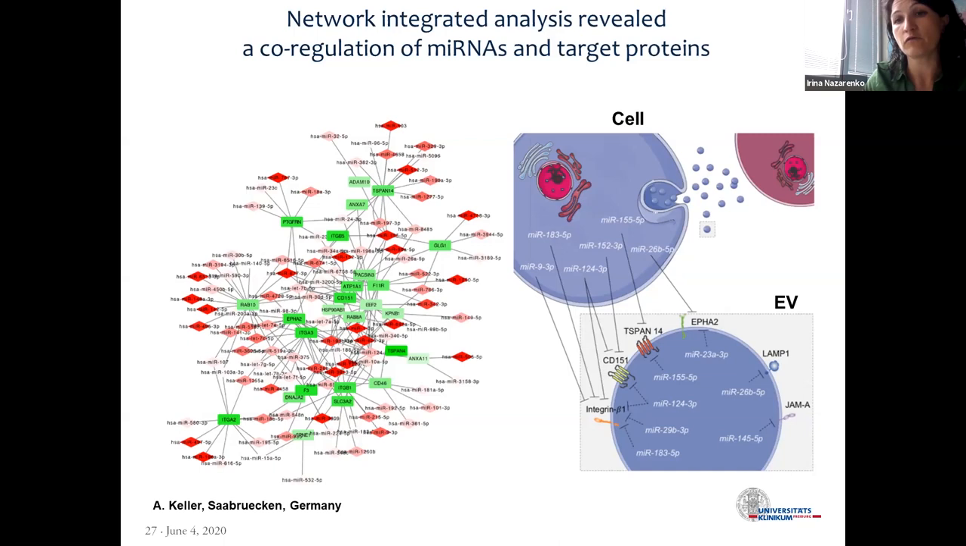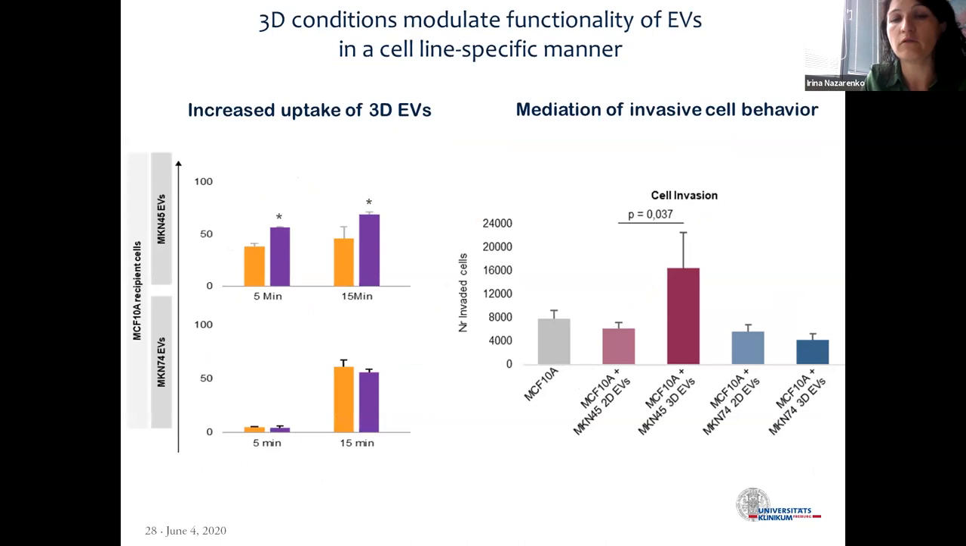And if we test the function of these vesicles, this is just a simple example of the result of the uptake of these vesicles by epithelial cells. You see that there is one cell line, KN45, where the vesicles derived from 2D and 3D culture differed in the uptake efficiency, but another one not. The same also regards cell invasion: the cells under the treatment of vesicles derived from 3D culture invaded faster, but it was not a common phenomenon.